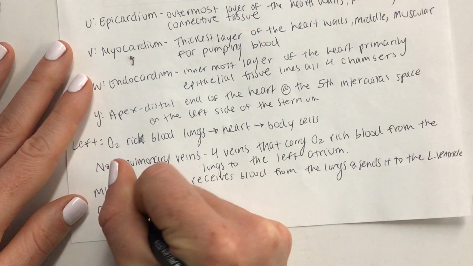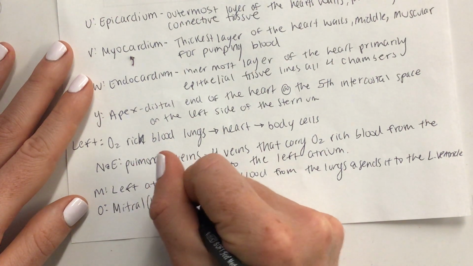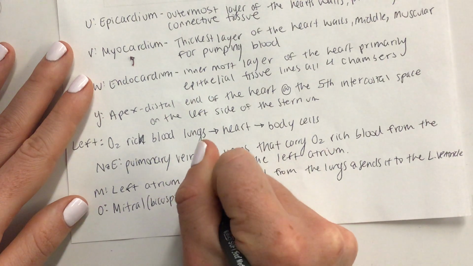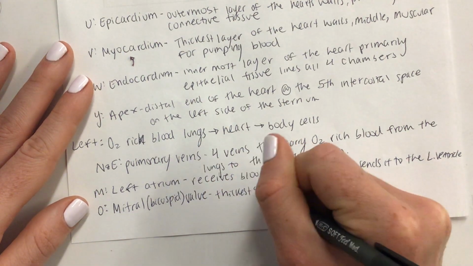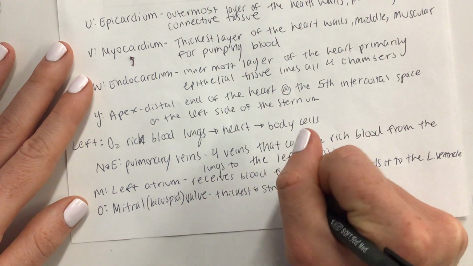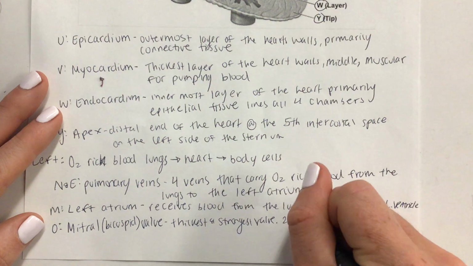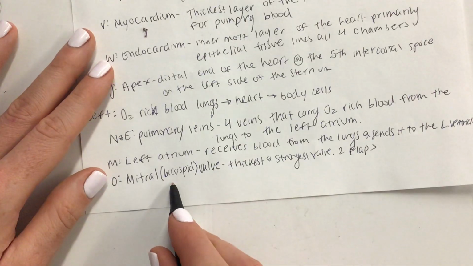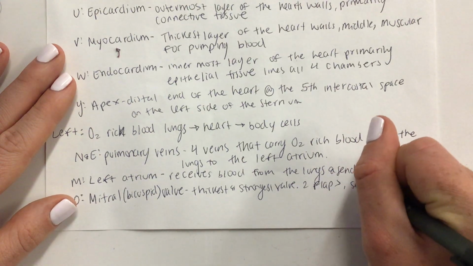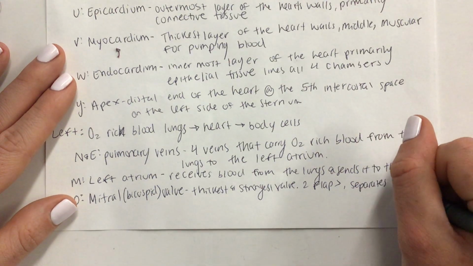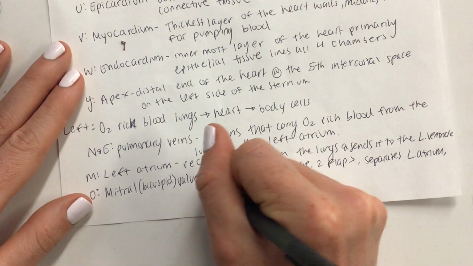So the mitral, or bicuspid, valve is the thickest and strongest valve. It is 2 flaps. That's why it's called a bicuspid, 2 cusps. And it separates the left atrium and the left ventricle.